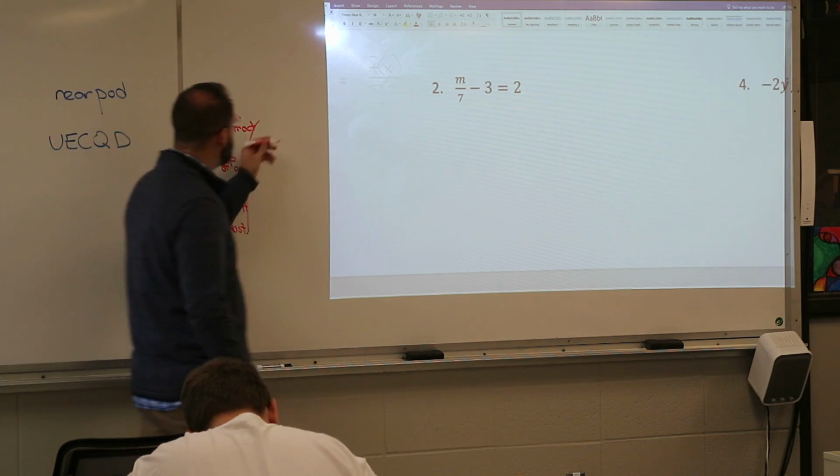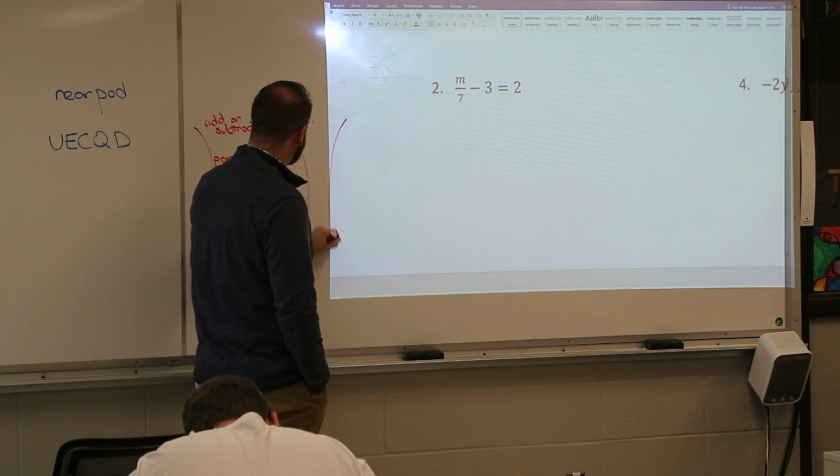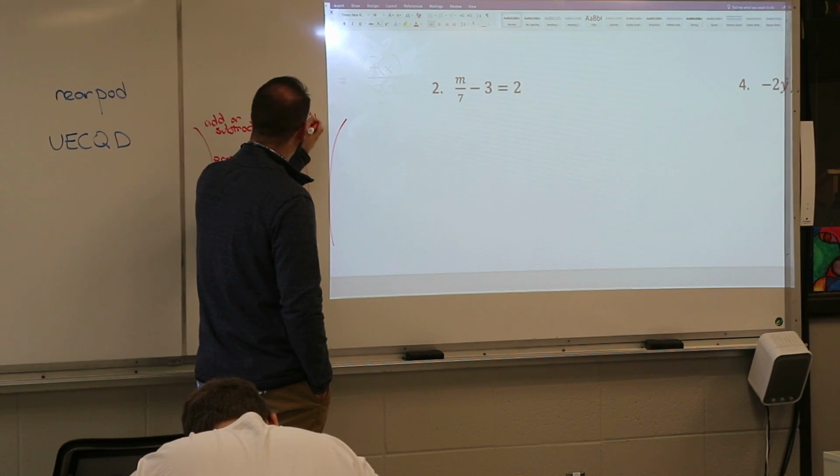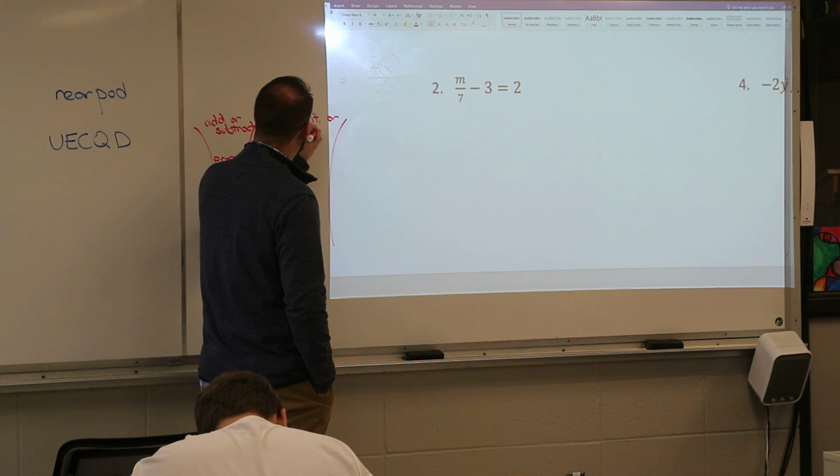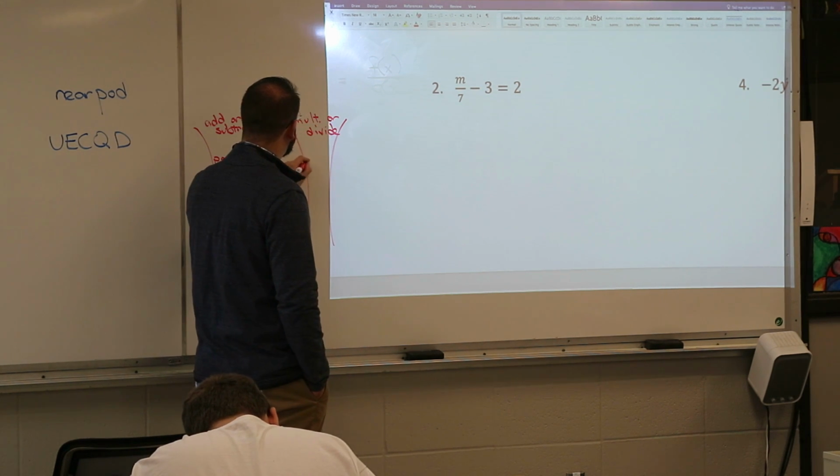After you're done with that, then you have to look, and we're going through another case where you have to multiply or divide. Property of equality. That'll lead to the reciprocal rule.